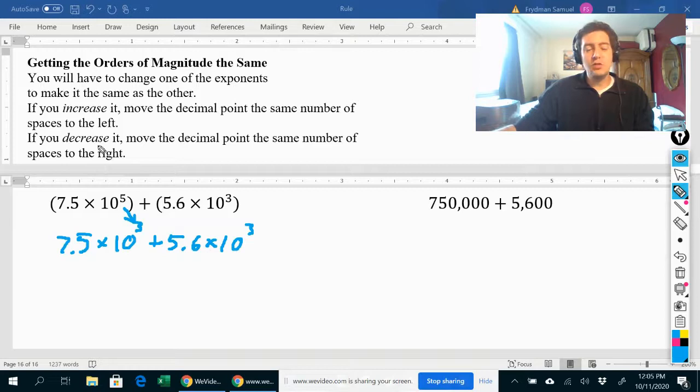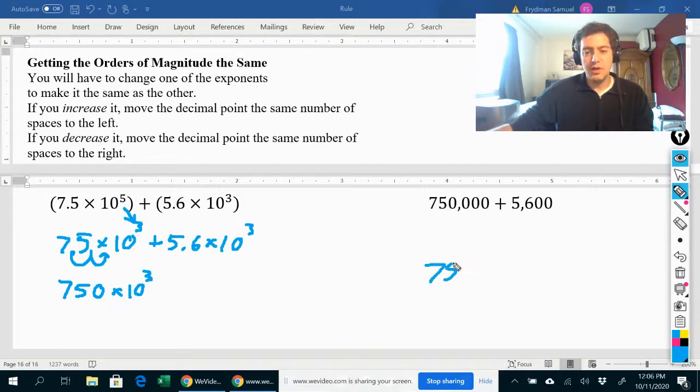So if we decrease the exponent, then we need to move the decimal point the same number of spaces to the right. Okay, so let's compensate. We just changed that 5 to a 3, so to keep the value the same, we need to move this decimal point 2 spaces to the right. So let me rewrite that whole thing now. So we have 750 times 10 to the third. Okay, and notice 750 times 10 to the third.